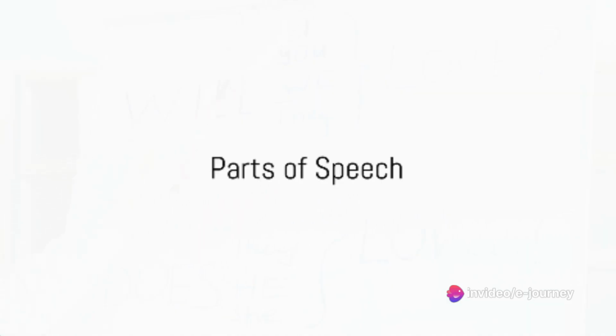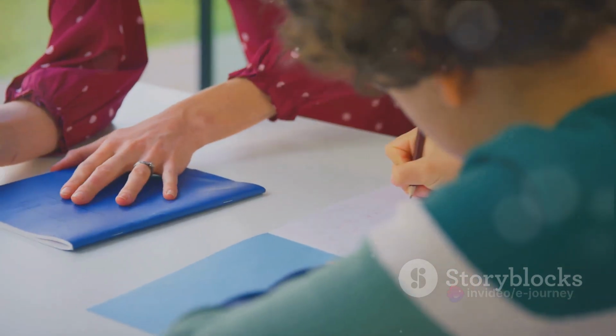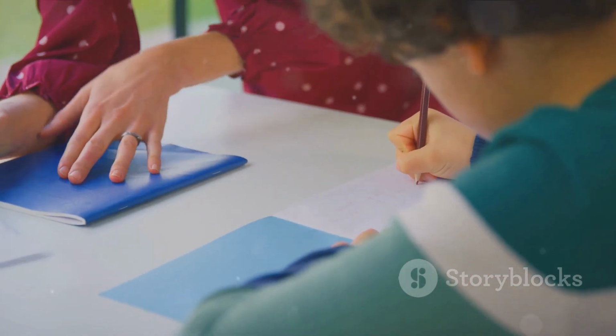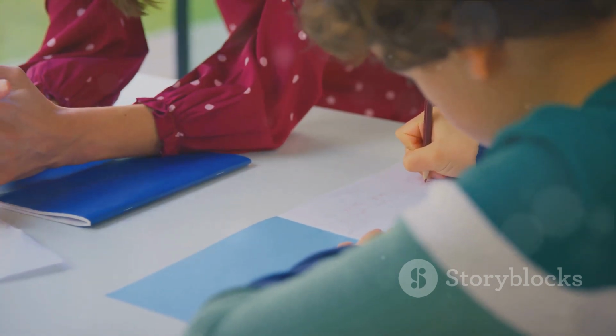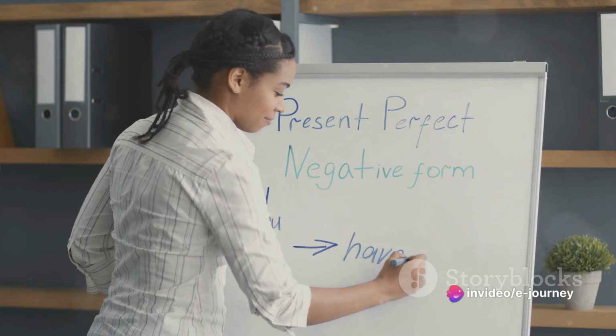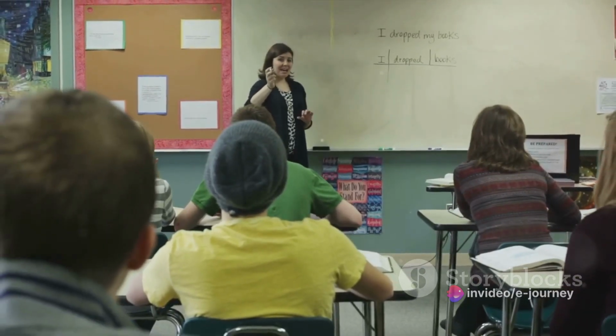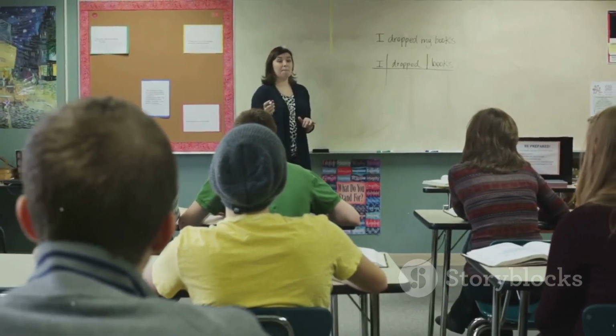Do you know what they are? Firstly, we have a noun. This is a word that identifies a person, place, thing, or idea. For example, dog, city, happiness, and teacher are all nouns. Next, we have pronouns. Pronouns are words that take the place of nouns. They help us avoid repetition in our speech and writing. Words like he, she, it, they, and we are pronouns.